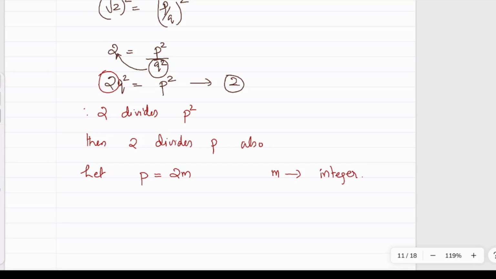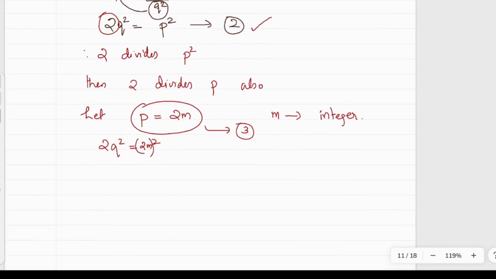So what I will do next? Now I will substitute this value p equal to 2m. Let this be equation number 3. I'm going to substitute that in our equation number 2. That is 2q square equal to p square is our equation number 2, right? In the place of this p, I'm going to substitute this 2m.